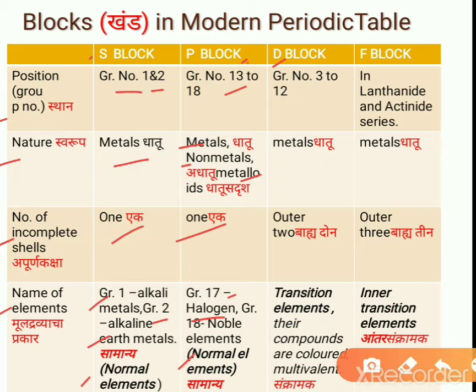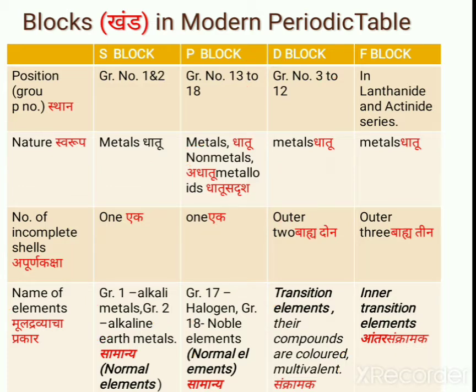Now D block, that is the elements from group number 3 to 12. All are called D block elements. All these elements are metals, and they have the outer two shells incompletely filled. These elements are called transition elements. The compounds of transition elements are colored and multivalent.